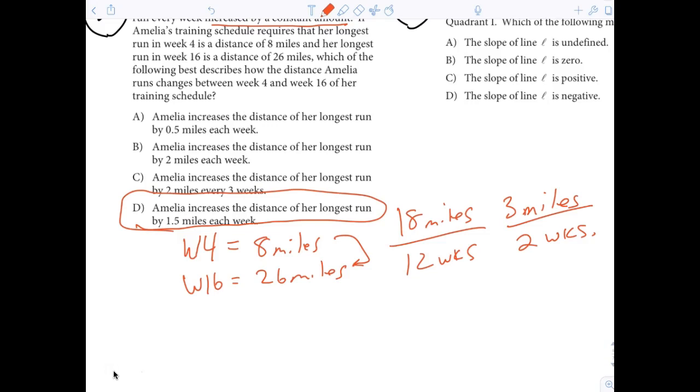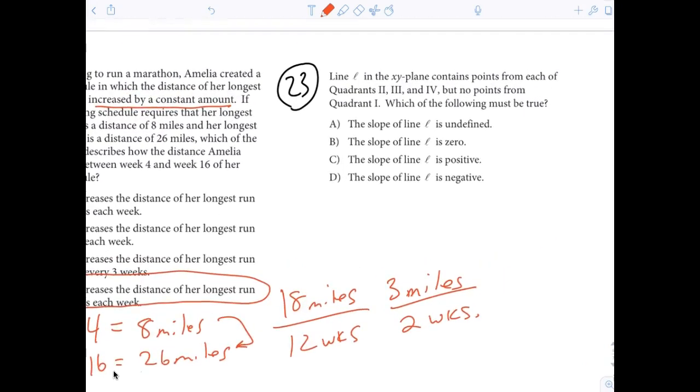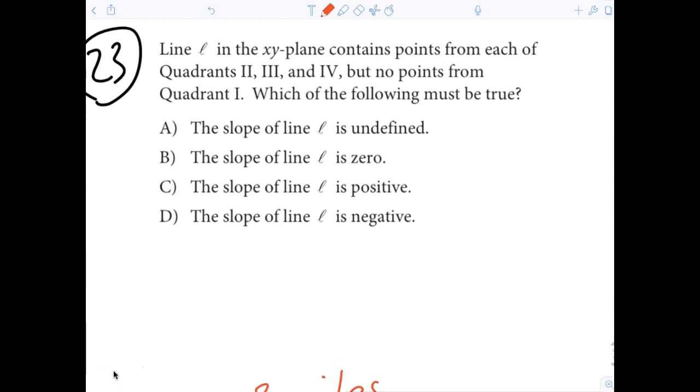Now let's look at the last one, number 23. Line L contains points from each of quadrants 2, 3, and 4, but no points from quadrant 1. Which of the following must be true? Come on, guys. What is this? I got a C and I got a D.